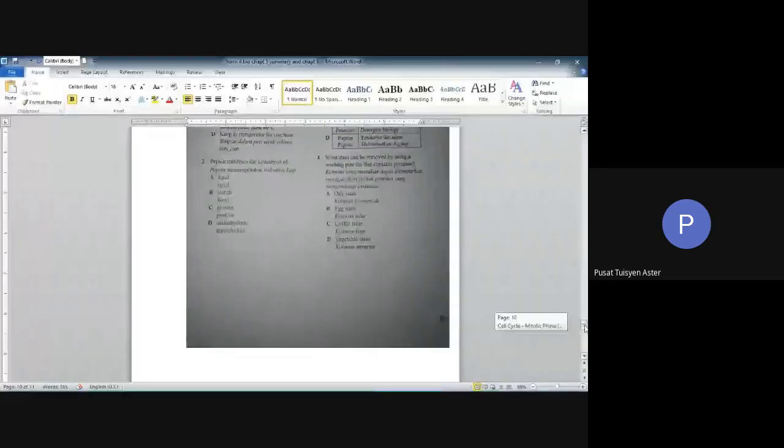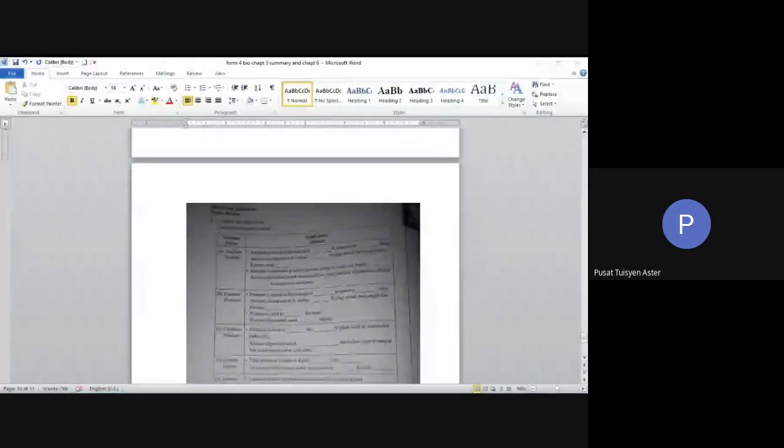Okay, then we have the structure questions. Amylase, what is it for? So, Aisha, did you do this? I hope you did. Amylase is mixed in the biological detergent to remove the starchy stain. So detergent, correct.